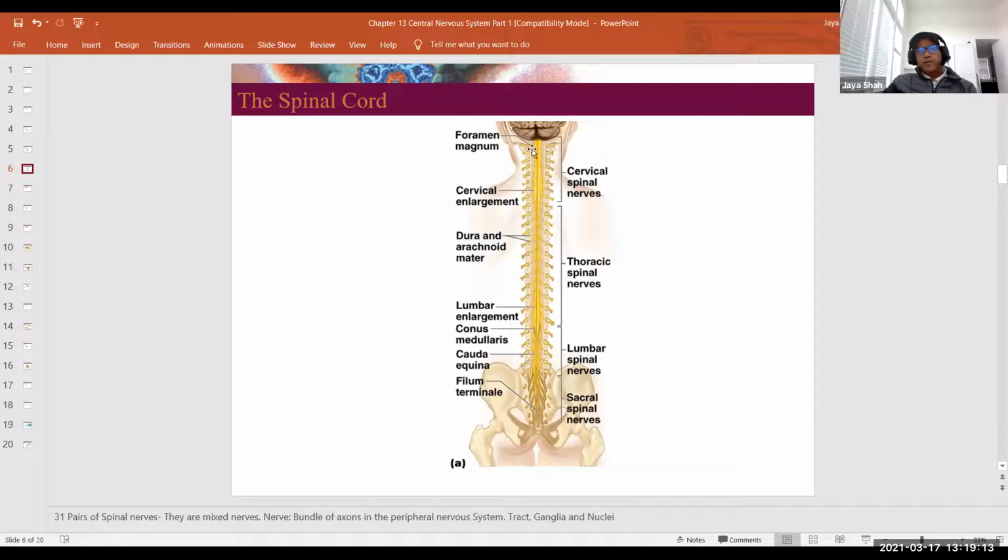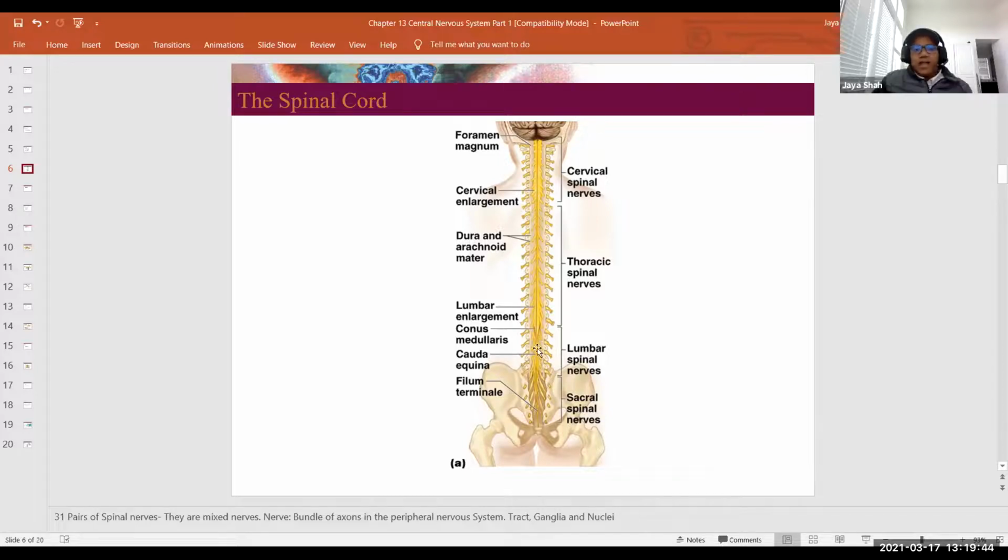But if you see the spinal cord diameter, you see the yellow? They are not the same diameter all over. In some areas they are thicker, and in some areas they have less diameter. So the area which is enlarged, we call enlargement. In the cervical area, you have cervical enlargement. In the lumbar area, you have lumbar enlargement, but in the thoracic, you don't have any enlargement.